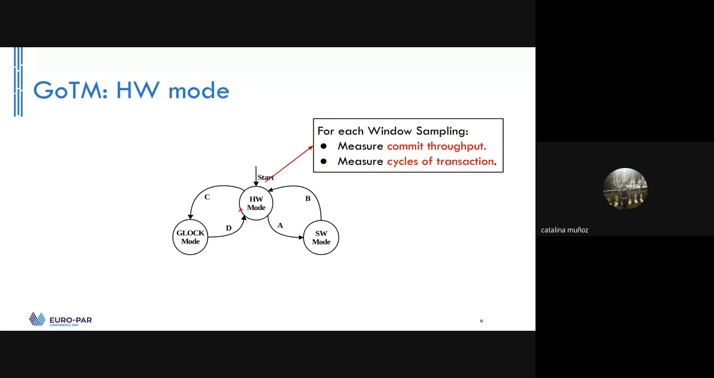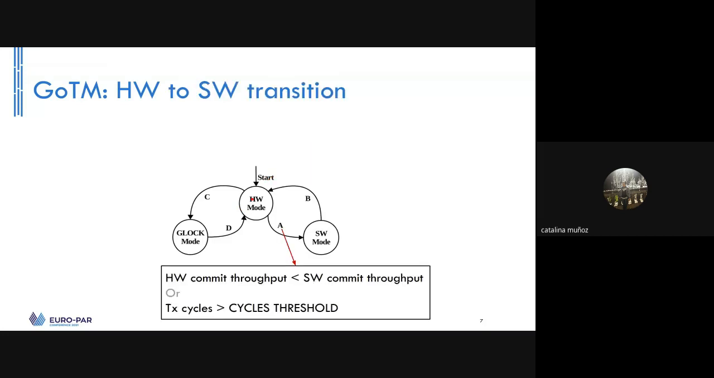So to decide when to take transition A from hardware mode to software mode, I compare if the commit throughput in hardware mode is lower than it was in the latest measurement in software mode, or if the average number of cycles it takes to execute a transaction is higher than a certain threshold that we decide experimentally, then we can begin to issue transition A and start execution in software mode.